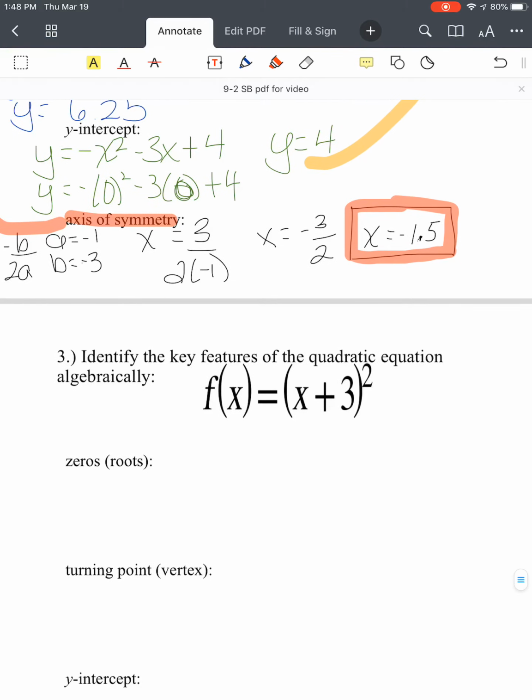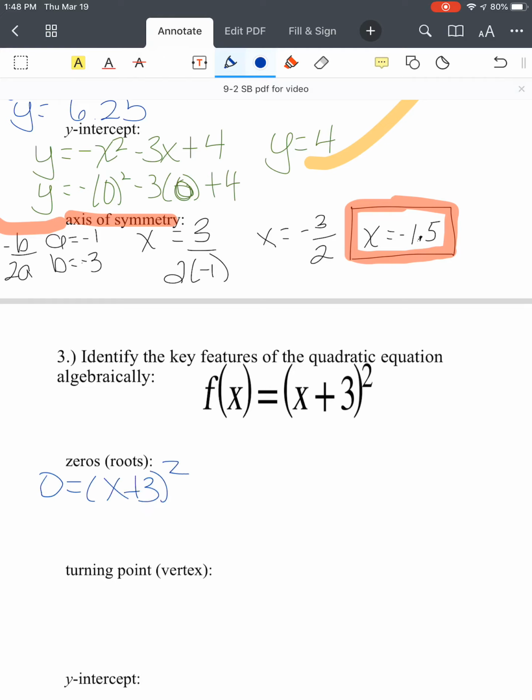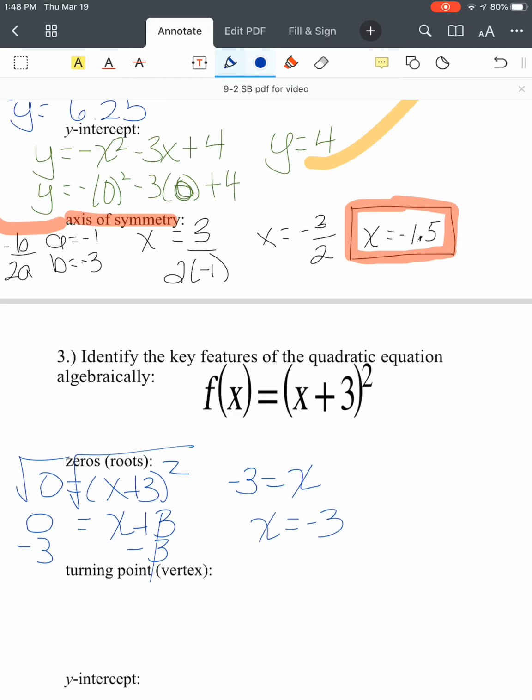So let's find the roots or the zeros. To find the roots, the zeros, the x-intercepts, we're going to set the y value equal to 0. So 0 equals (x plus 3) squared. This looks like a great candidate for the square root method. I'll take the square root of both sides. The square root of 0 is 0. We could say plus or minus 0, but it's just 0. Equals x plus 3. Let's subtract 3 from both sides. Negative 3 equals x, or x equals negative 3. We only have one root here.